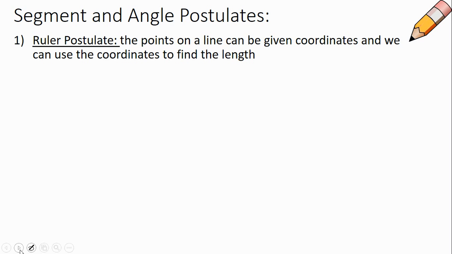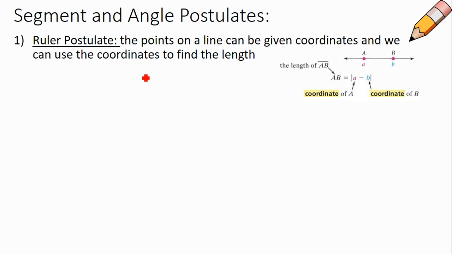The first postulate we need to write down is what's called the Ruler Postulate, and it's pretty basic. It says that the points on a line can be given coordinates, and we can use the coordinates to find the length. In other words, we can plot points on a number line similar to what you did in prior math classes, and you can find the distance between them by simply subtracting those numbers.